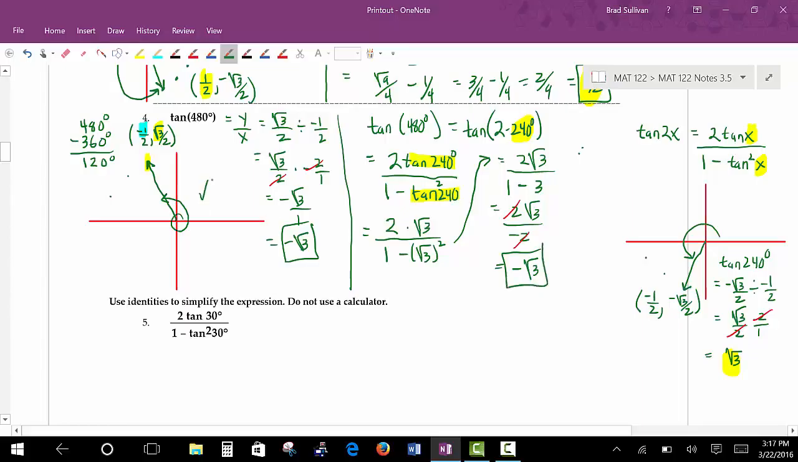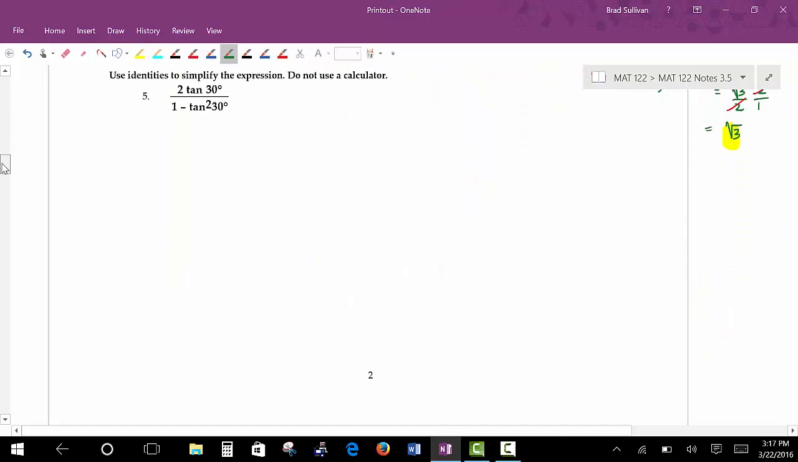Certainly is a lot easier to just go immediately to the unit circle, but the point of this is to show you how this works. Okay, now we're going to work out a few things just kind of in reverse. So this number 5 clearly is the backside of the tangent double angle identity. So the tangent double angle identity goes like this. Tangent of 2x equals 2 tangent of x over 1 minus tangent squared x. So if you look at this angle, that's what x is.